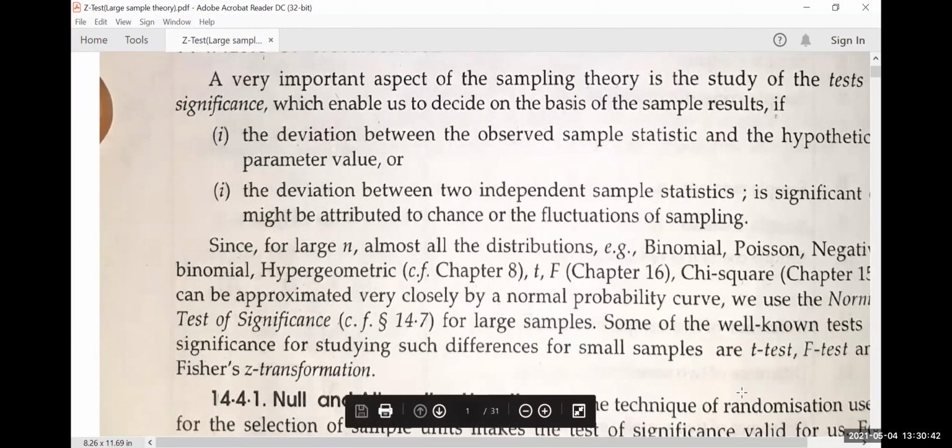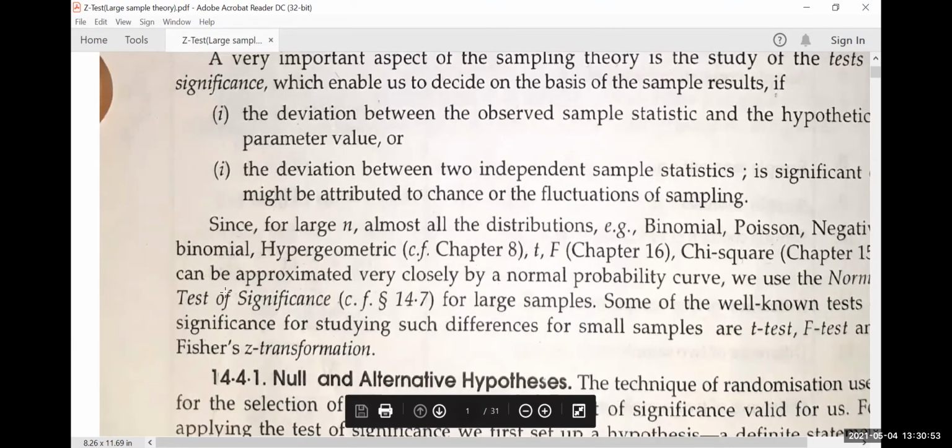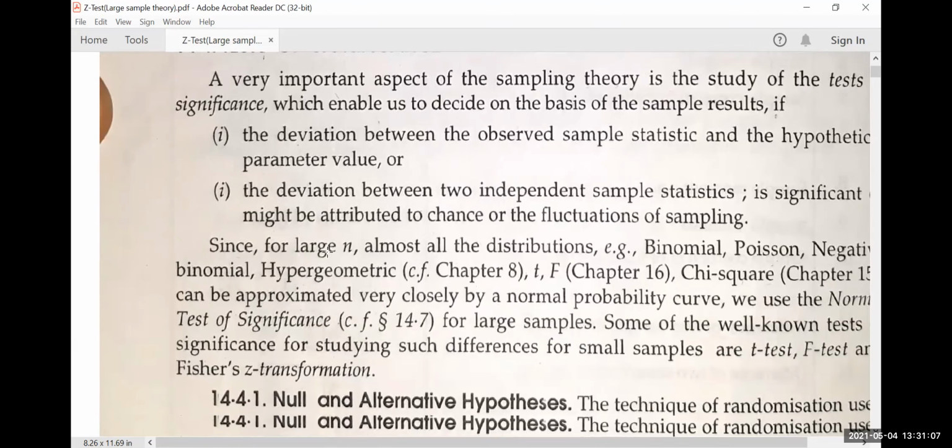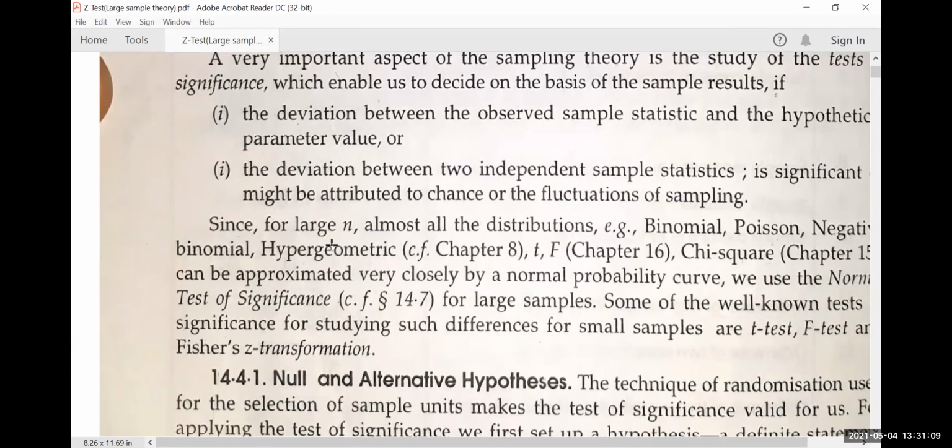ठीक है जी. And some other well-known tests for the test of significance for studying such differences for small samples, they are t-test, f-test, and Fisher's transformation. So the first question was why to apply the test of significance. It is to check whether the deviation between the sample statistic and the hypothetical value is significant or not. ठीक है जी. This was the test of significance.